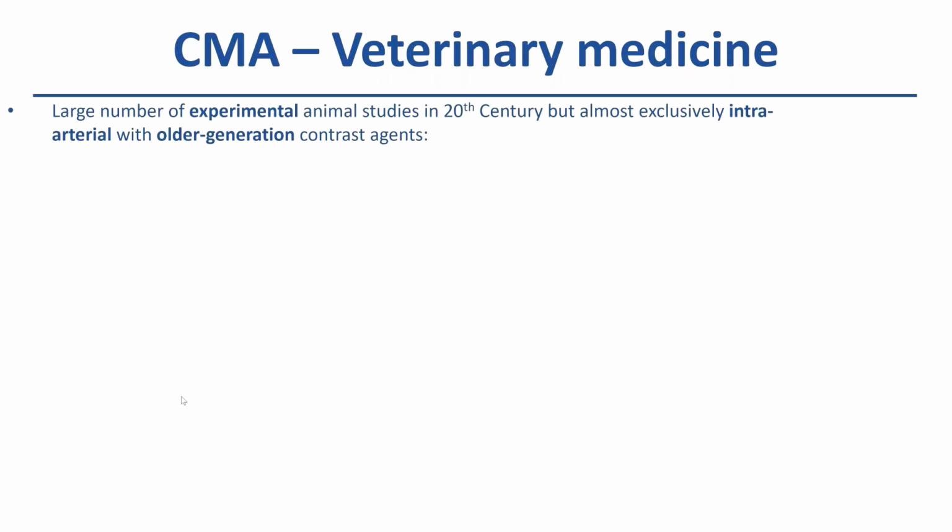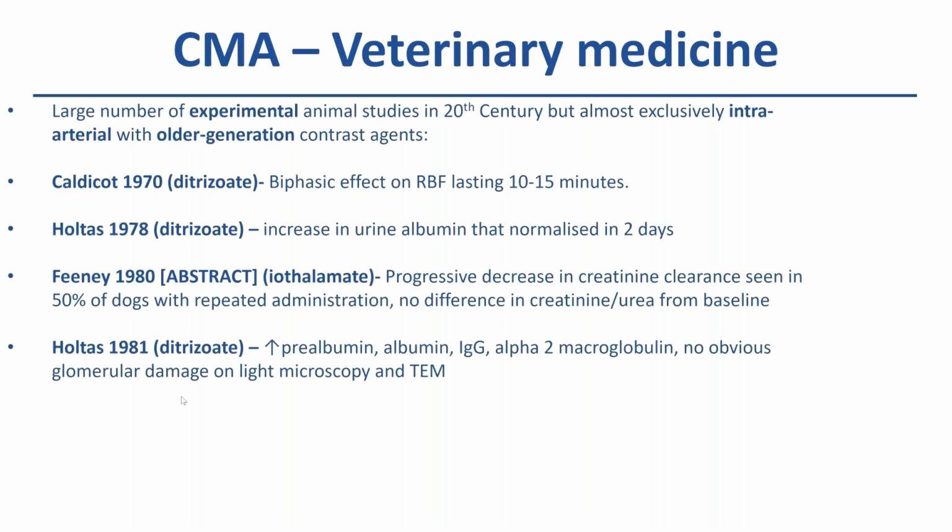So what's the situation in veterinary medicine? Well, there are actually a lot of experimental studies from the 20th century looking at animal models, but with them being experimental, we're predominantly looking at intra-arterial contrast administration with older generations of contrast agents, those higher osmolality ionic agents. Just kind of quickly run through a few of them.